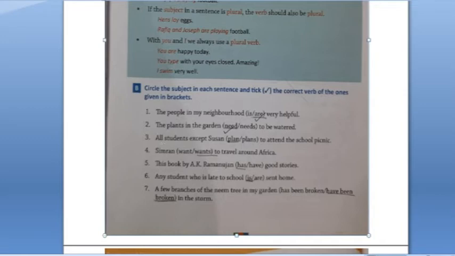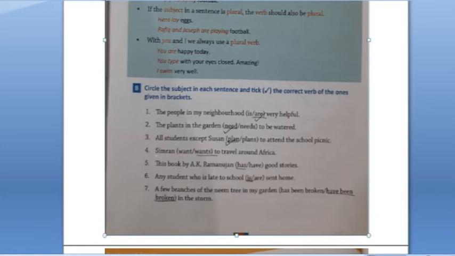Third is, all students except Susan plan to attend the school picnic. So plan is the correct verb. All students means plural, and so for a plural subject we use the plural verb plan.